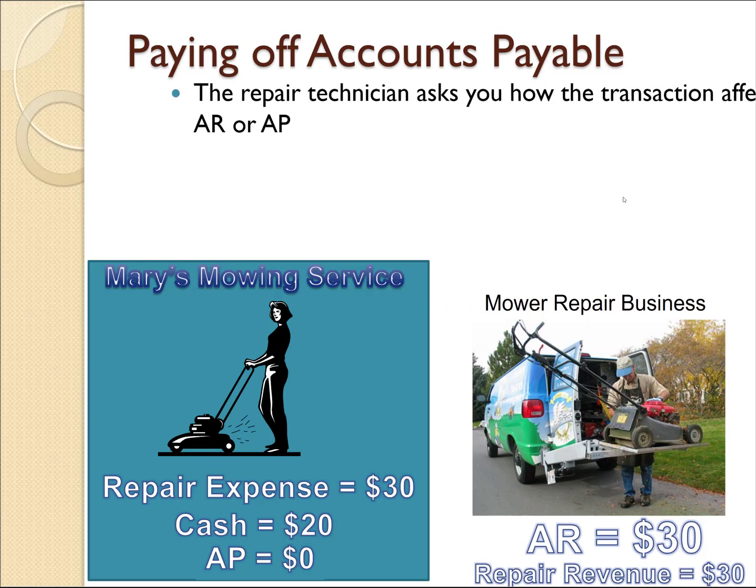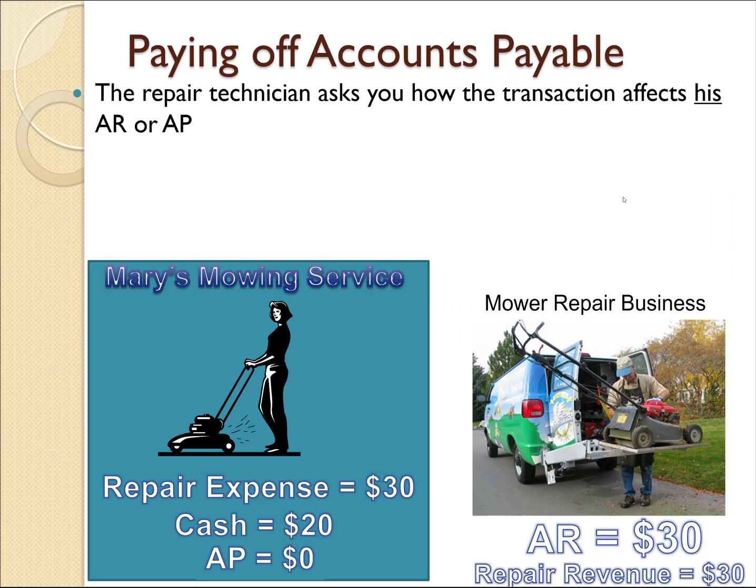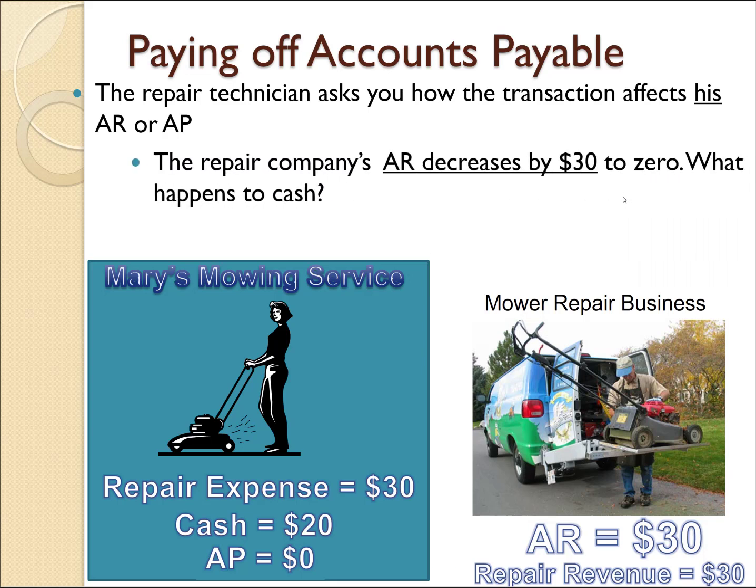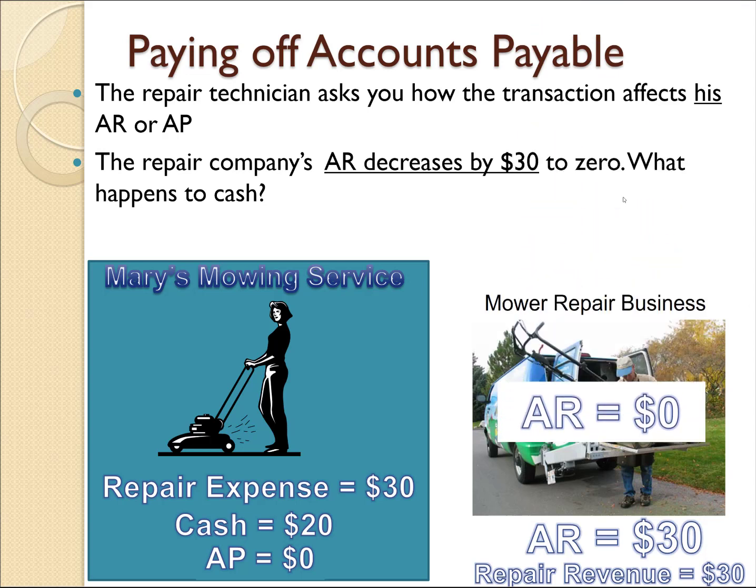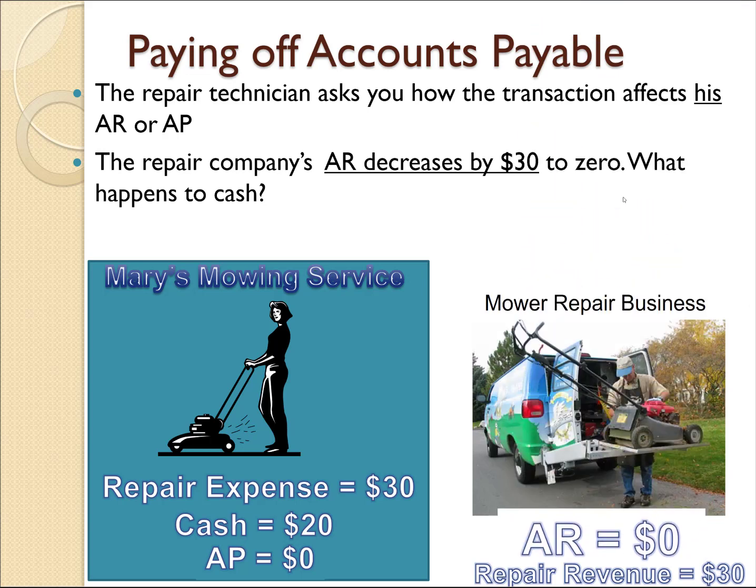So the repair technician, he's fascinated with accounting and he wants to know what's going to happen to AR or AP on his side of things. The repair company's AR will decrease by $30 to zero. And then what happens to cash? Well, his cash will obviously increase by $30.